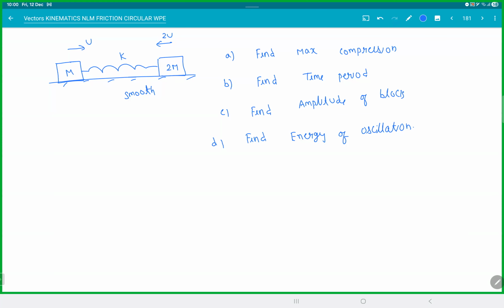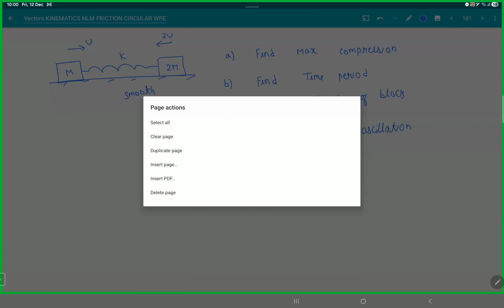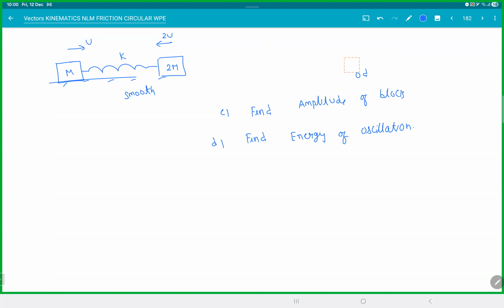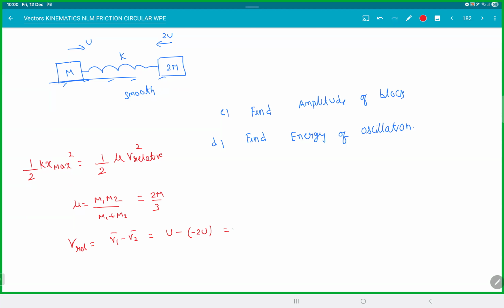Do you guys remember the result for this? First two questions now have standard results. Mug it up, you will save time in the exam. Half k x max square equals half mu v relative square. Mu will be m1 m2 by m1 plus m2. In our scenario, it is 2m by 3. V relative is v1 bar minus v2 bar. In our scenario, it is u minus of minus 2u, which is 3u.